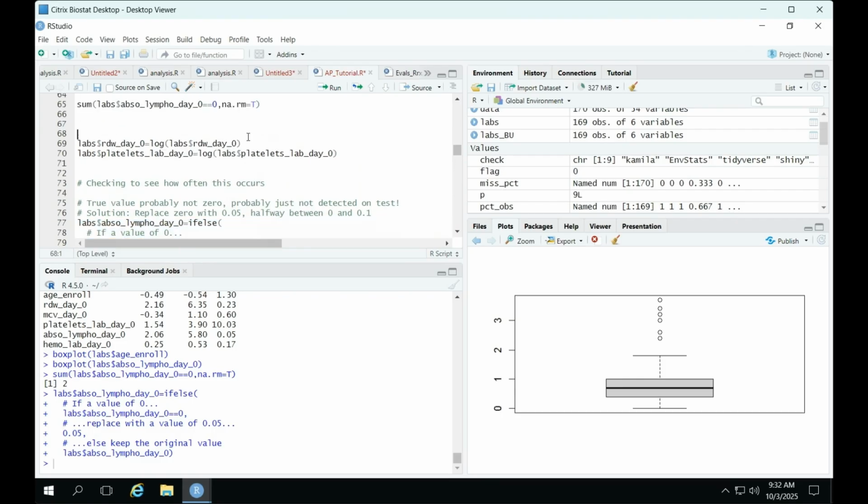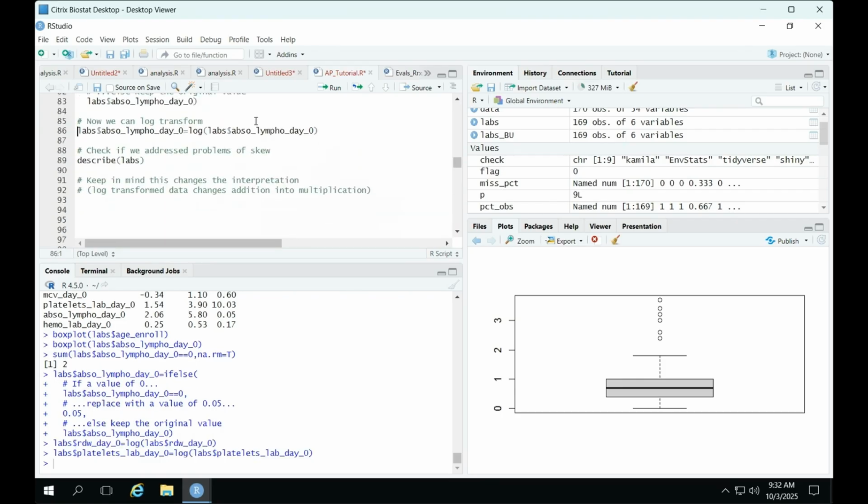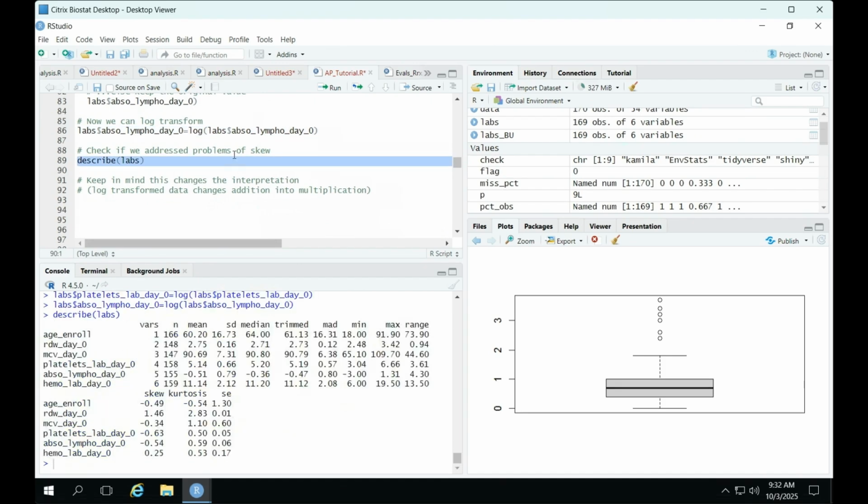After we do that, now we've replaced all of our zeros with values that we can log transform. We can apply these log transformations. As we can see, skew and kurtosis for all of these is much closer to 0, which is better for the analysis. At this point now, we can move on to talking about next steps for data processing.